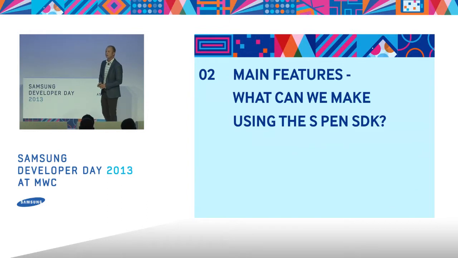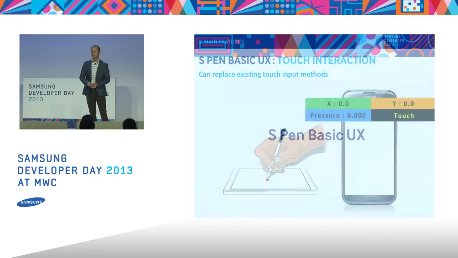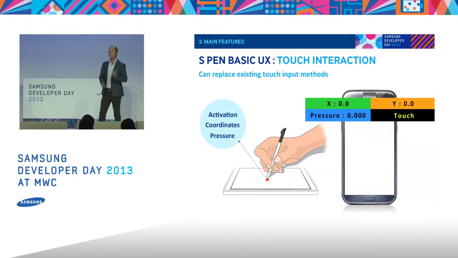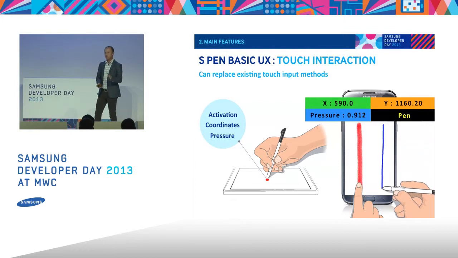Now I would like to discuss the main features of the Pen SDK. With the Pen SDK, what can we do? Let's talk about the Pen user experience. With the Pen SDK, you can basically check various things through the API. For instance, you can check the current operation status of the Pen, input coordinates, information, and pressure. To give you an example, as you can see on the screen, you can apply different settings to pen input and hand input also, as you can see on the next slide.